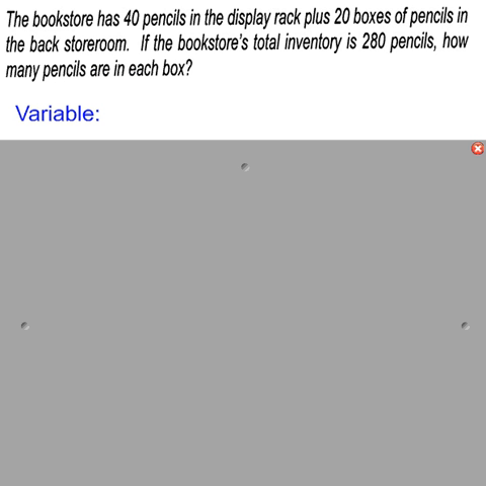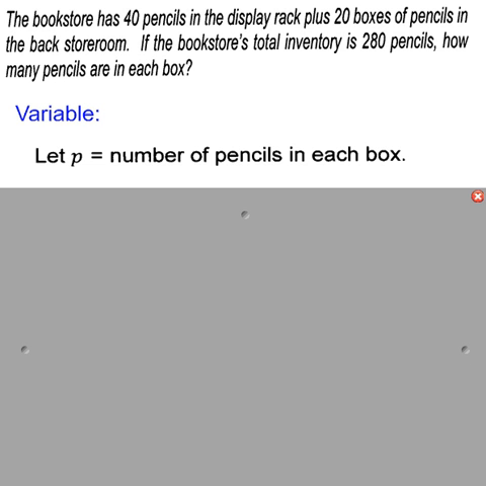So here's an example. This says the bookstore has 40 pencils in the display rack plus 20 boxes of pencils in the back storeroom. If the bookstore's total inventory is 280 pencils, how many pencils are in each box? So the problem solving protocol that we've been using, first thing it tells us to do is figure out what the variable is and give it a name. So in this case, we're doing let P equals the number of pencils in each box.